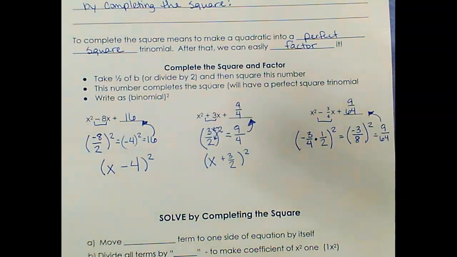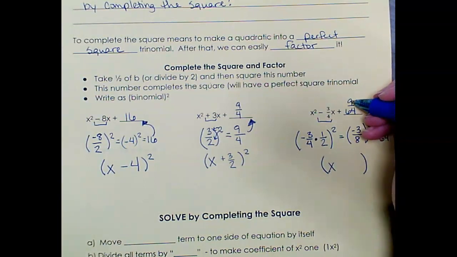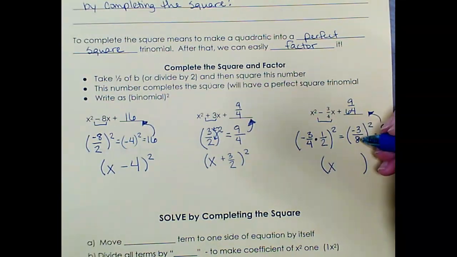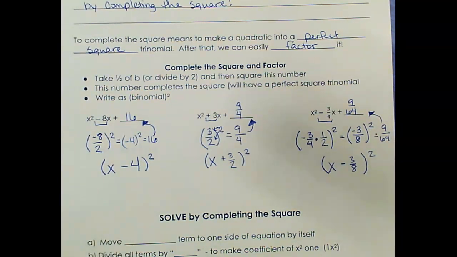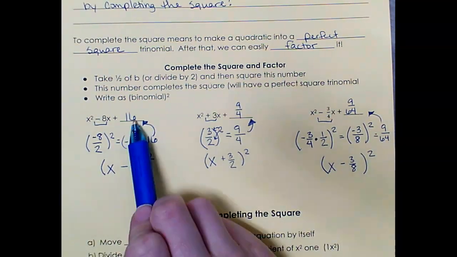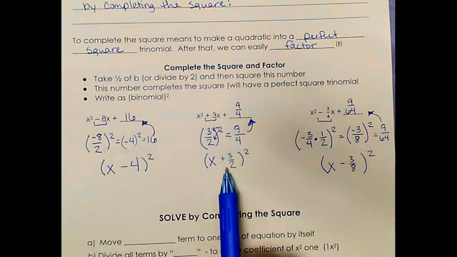9/64. But when I break it into its factored form, the square root of x squared is x. The square root of 9/64 is negative 3/8. There we go. So that's how I complete the square. That's the number that completes the square. And this is what I get when I factor.